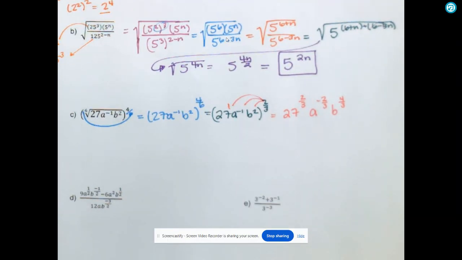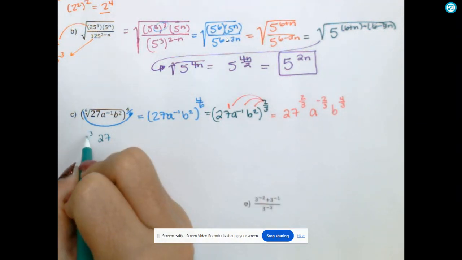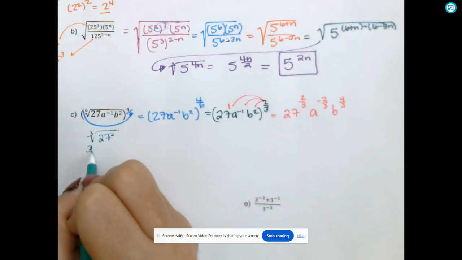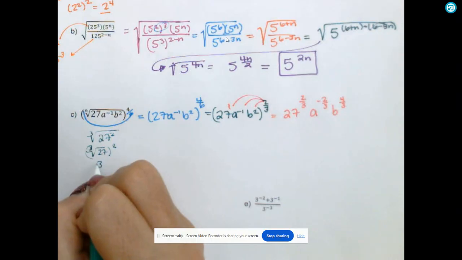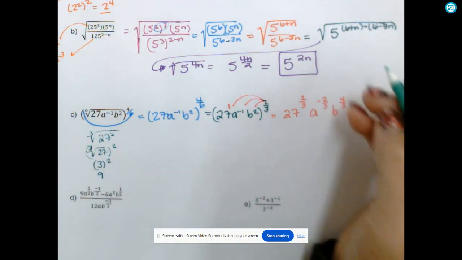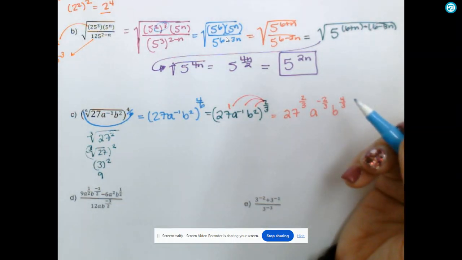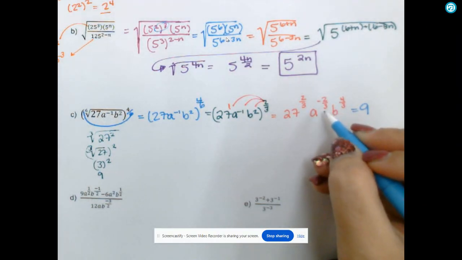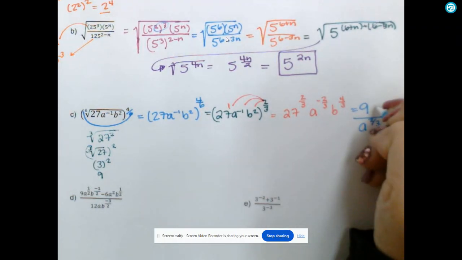All right, so 27 to the 2/3. Real quick, that's the cube root of 27 squared, right? Or you could write it like this as well. Well, the cube root of 27 we know is 3, and 3 squared is going to be 9. So I know that the 27 to the 2/3 power is 9. Okay, a to the negative 2/3 is going to go to the bottom, and b to the 4/3 will stay on the top.